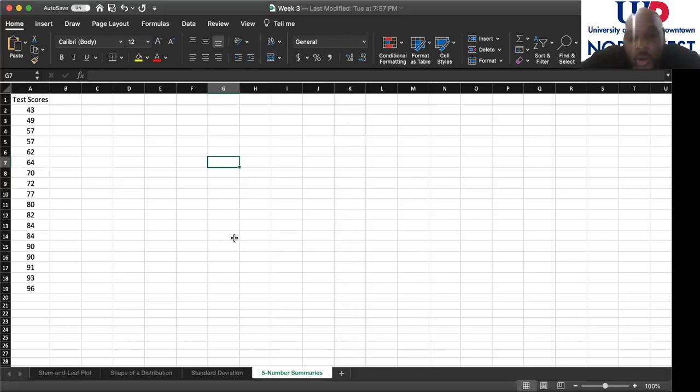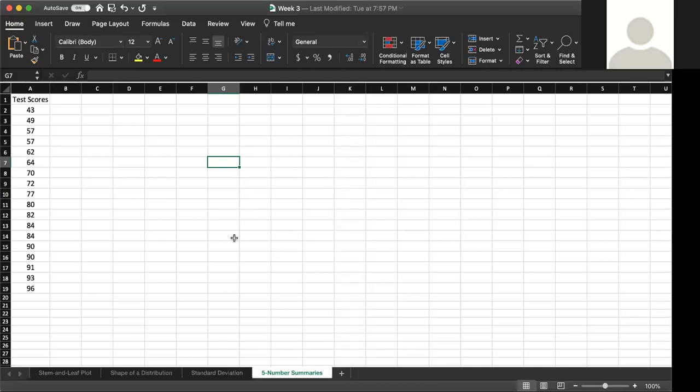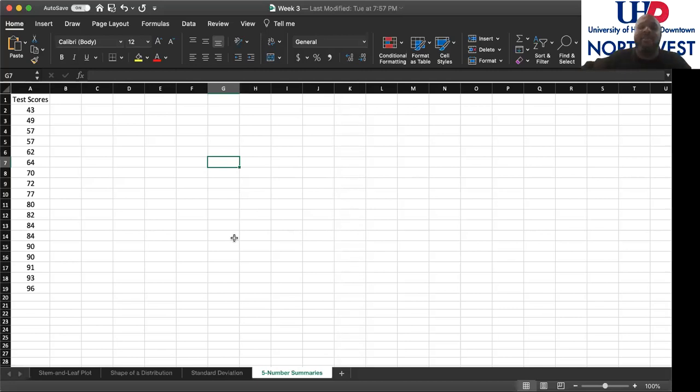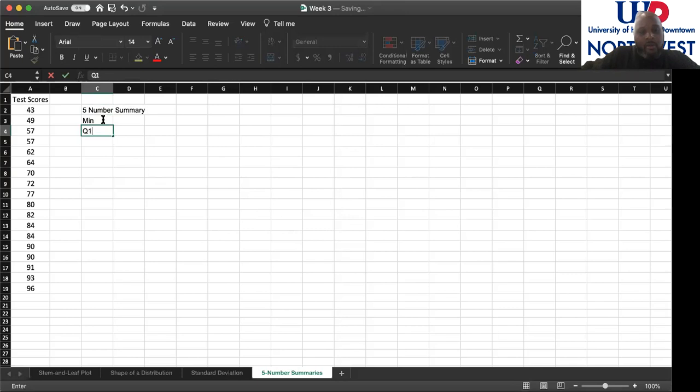So here are those test scores again, and they're already lined up in order for us, right? And I want to show you how to find the 5-number summary from this, because you can't just go out and find the 5-number summary like it is. We can use functions to do it. Remember, it's made up of the minimum value, Q1, median, Q3, and the max. It's made up of those 5 numbers.